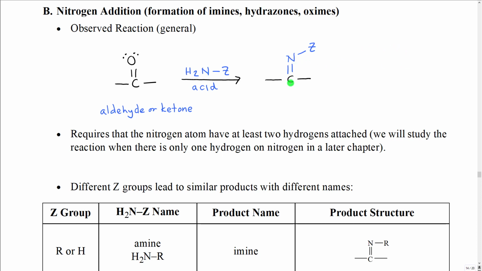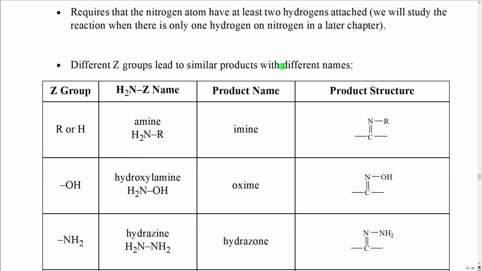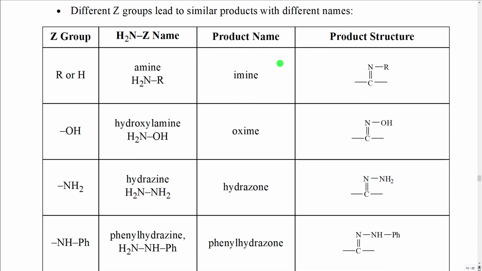Okay, when we have a C double bond N, when we have two bonds between a carbon and the same nitrogen, very often the names are going to have im in them. And so we're going to see that down below. This is a chart of just a few of the common different Z groups that can be attached to the NH2. And when we do that, we create different functional group products which have different names.